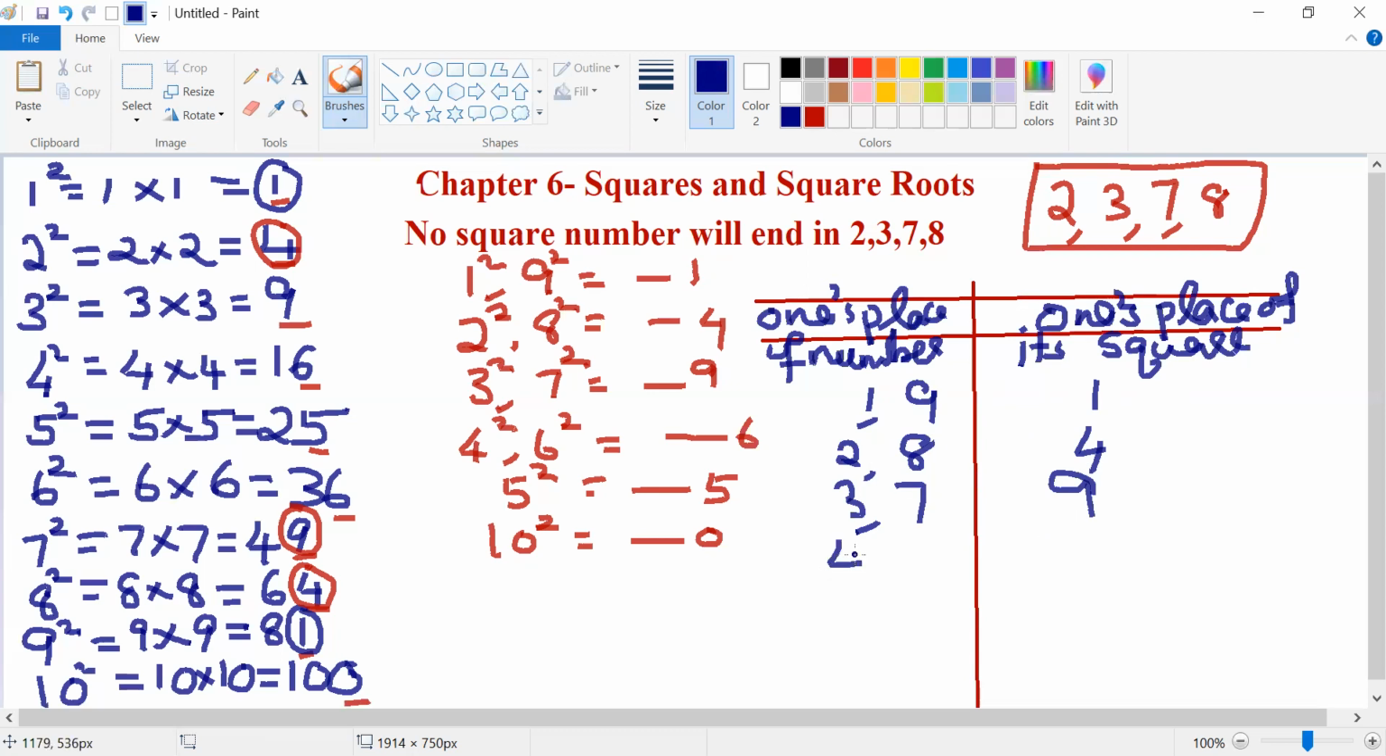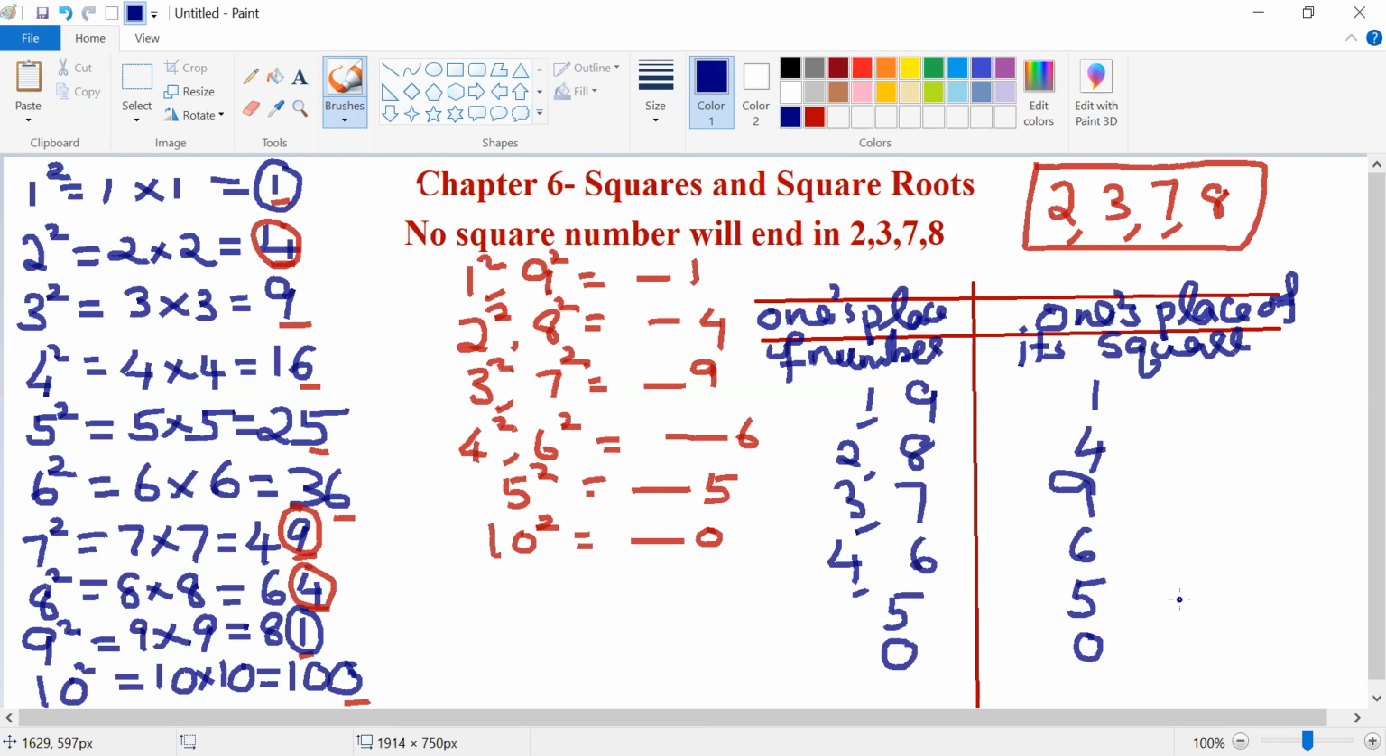Suppose it is ending in 4 or 6, its square will end in 6. If the ones place of a number is 5, the square's ones place also will be 5. And if a number ends in 0, its square also will end in 0. This is another important property you need to remember. So, looking at the ones place, we can say what will be the ones place of the square of that number. Easily we can say what digit that square will end in.